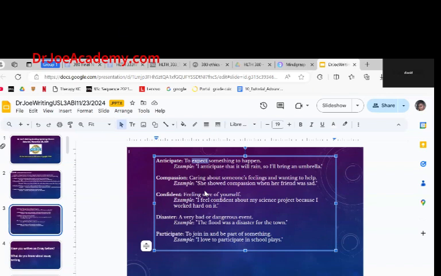Confident: feeling sure of yourself. Example: I feel confident about my science project because I worked hard on it. Disaster: a very bad or dangerous event. Example: the flood was a disaster for the town.